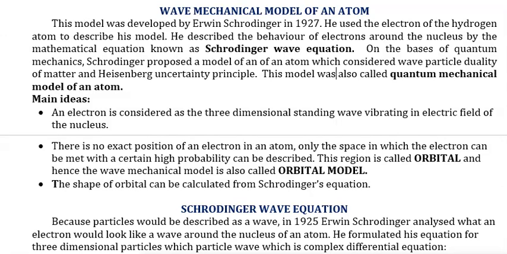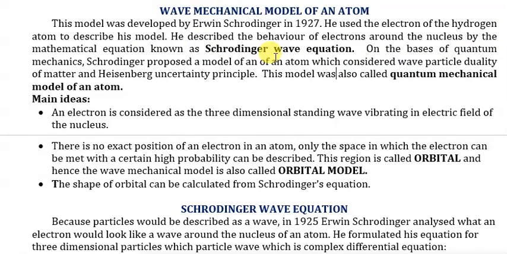Kwa hiyo miaka inapokwenda zidi kwenda, different models zina modify the structure of an atom. So according to the wave mechanical model of an atom, this model was developed by Erwin Schrödinger in 1927. He used the electron of the hydrogen atom to describe his model. He described the behavior of the electron around the nucleus by the mathematical equation known as the Schrödinger wave equation.